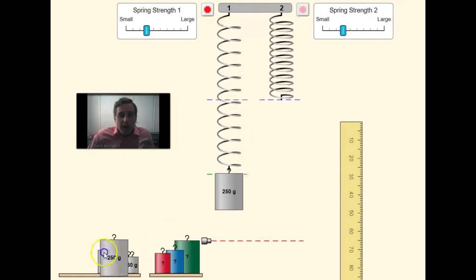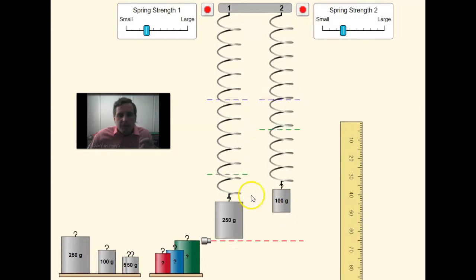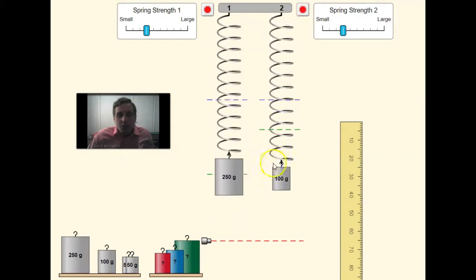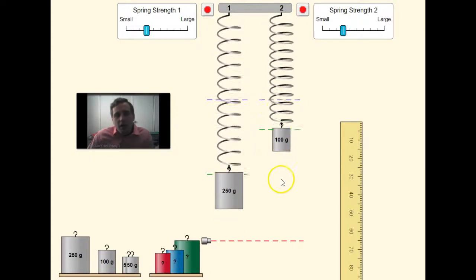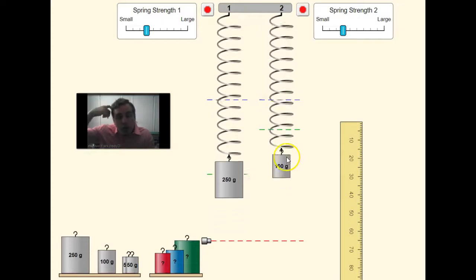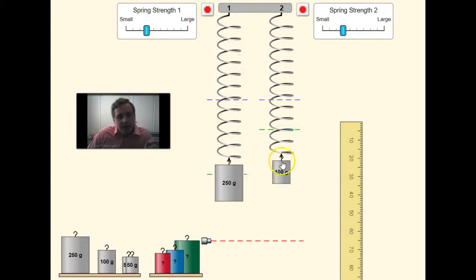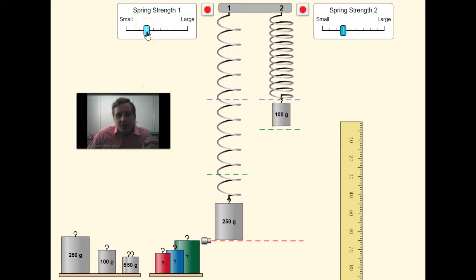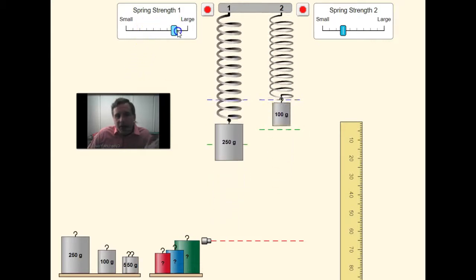By the way, you may ask, is there a way to get this 250 gram mass to be the same frequency as the 100 gram mass? Well, you could calculate that. The 100 gram mass is 2.5 times less massive, so we want to make the spring constant 2.5 times as much for this 250 gram mass. So here we're just going to have to sort of estimate it.